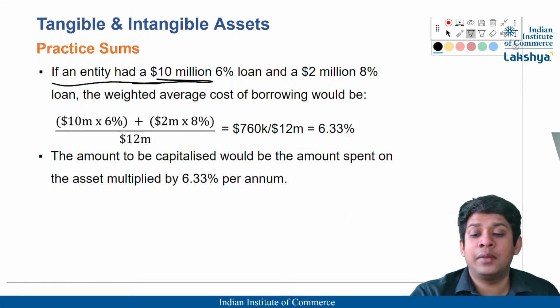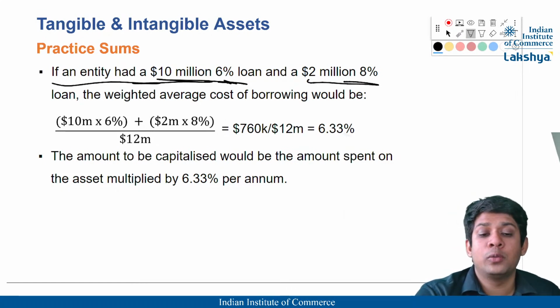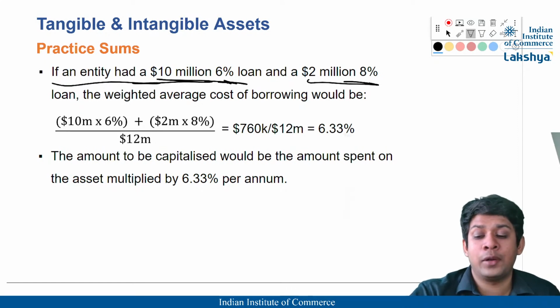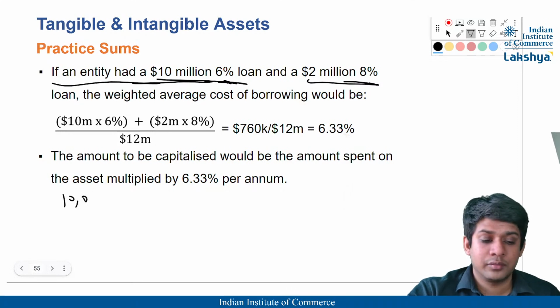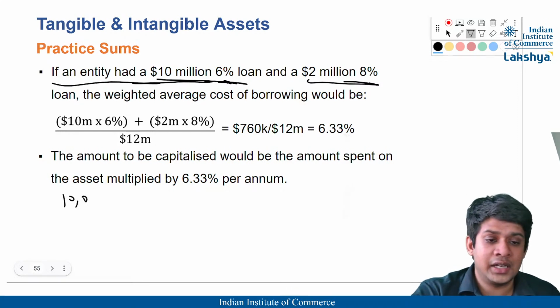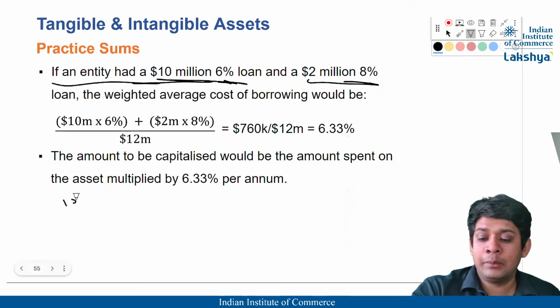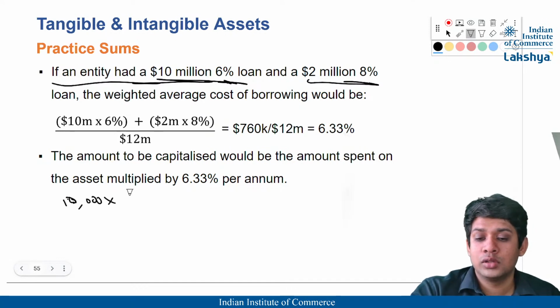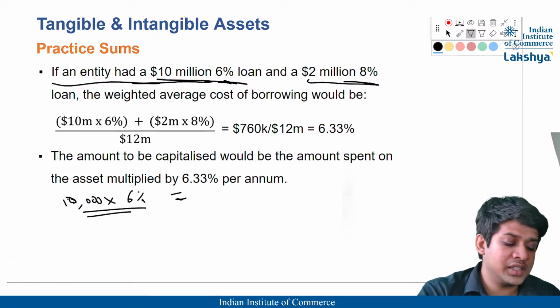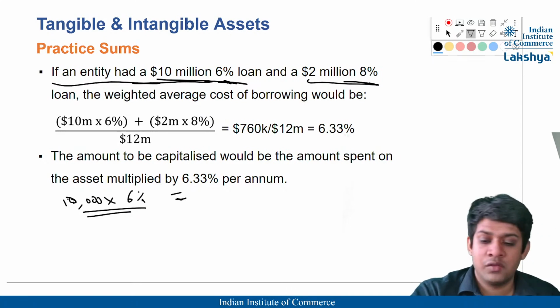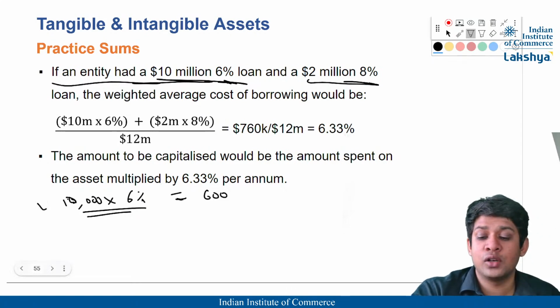If an entity had a 10 million 6% loan and a 2 million 8% loan, I have taken two separate loans. On one loan, it is 10 million. So technically I'll take it as 10,000. 10 million, I'm taking it as 10,000, into 6% loan. Right. This is the loan. So the interest on that loan is 10,000 into 6%, which is 600 is the interest for the first loan.